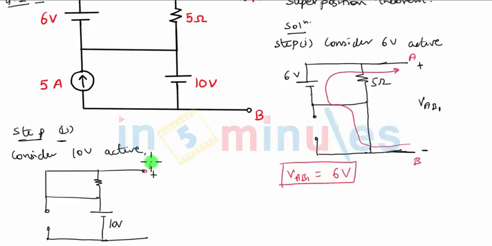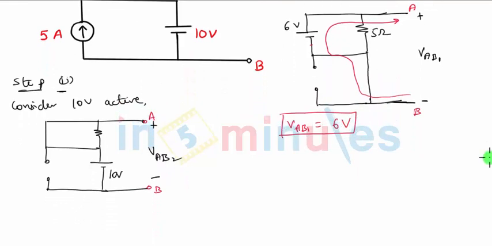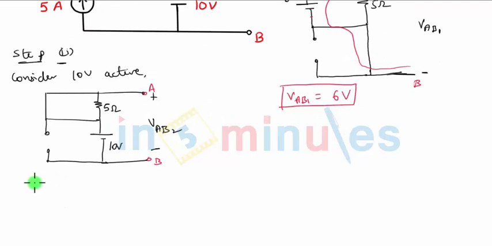This is my point A and this is point B. This time let us define this voltage VAB as VAB2, because this is due to the second source. Now the resistance remains as it is. Once again we'll use the same approach to calculate VAB.